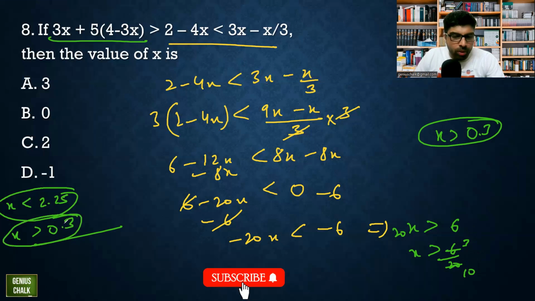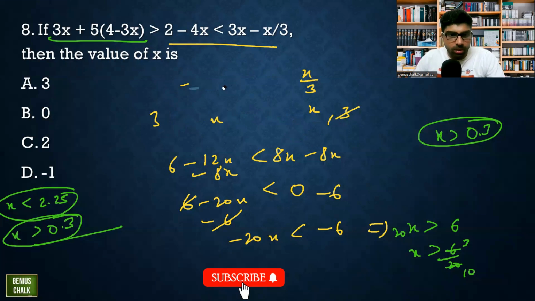right? And x is less than 2.25. Which option is lying between them? So first you see, x is 3. It is not possible. Why so?